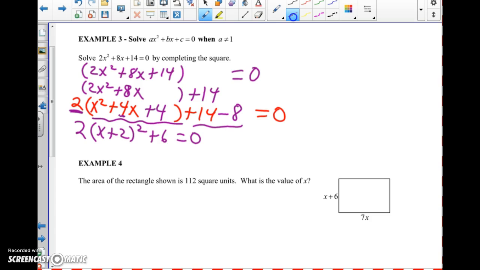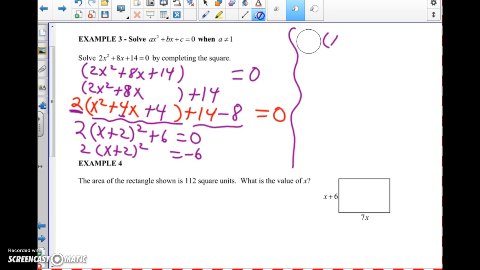Subtract 6 from both sides. Okay, so we're going to get this. Subtract 6 from both sides. We get this. Negative 6. Divide by 2, right? So we're going to get this. Because we're over here now, we're running out of room. Okay? Sorry. So we're dividing by 2. So here we go. Okay. There's that. Divide by 2.